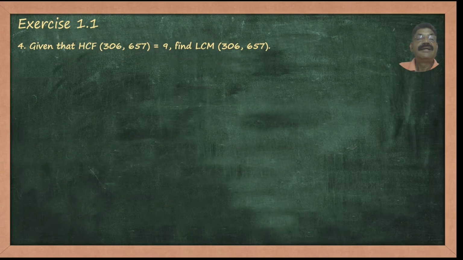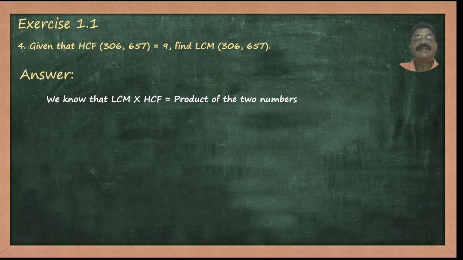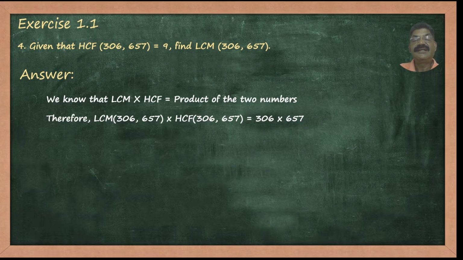Given that the highest common factor of 306 and 657 is equal to 9, find the LCM of 306 and 657. We know the result: LCM into HCF is equal to the product of the two numbers. Therefore, LCM of 306 and 657 into HCF of 306 and 657 is equal to the product of 306 and 657. This result we already studied.